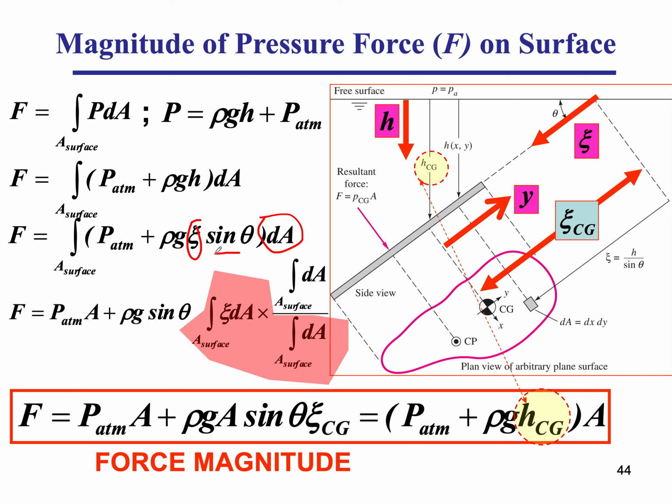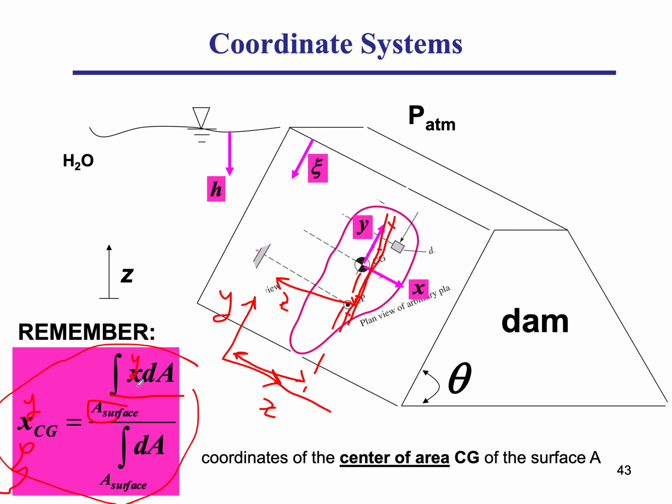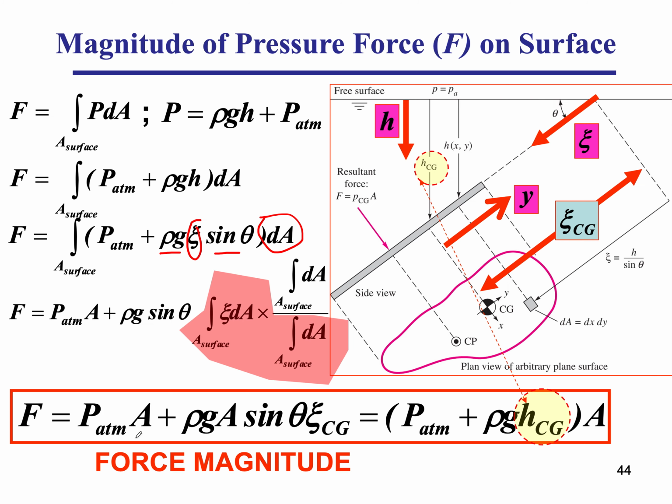And theta is a constant, ρg is a constant. So I want to focus on those two. That zeta dA is the top part of the zeta cg. So if I multiply by the integral of the area and divide by the integral of the area, that means I just multiplied by 1, which I am legally allowed to do. But then that highlighted term, zeta dA divided by the integral of dA, is just your zeta cg. So that's what you have here. So you get your P atmosphere times A.